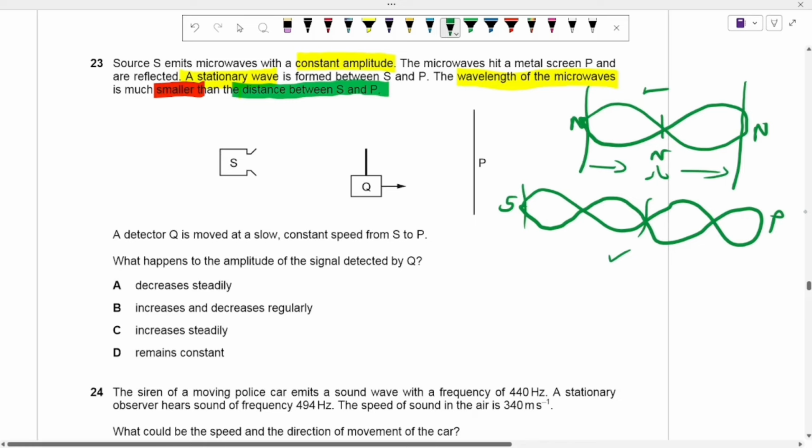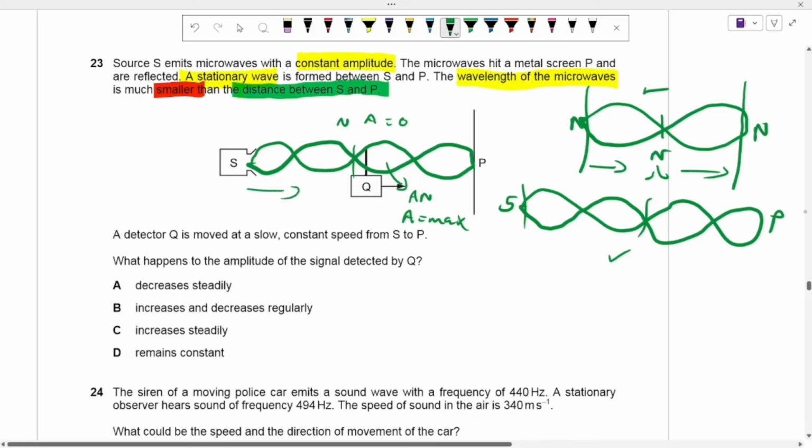Like what I've said, if I'm here, I'm just going to form something like this. So if you move Q here, I know that at a node my amplitude will be equal to 0, and at an antinode my amplitude will be equal to max. Amplitude is maximum at an antinode and minimum at a node. So if I move Q along this line, it's going to increase when it reaches an antinode, then decrease to 0 when it reaches a node. So it's going to be increase, decrease, increase, decrease, and so on. And it's going to do that regularly because it's constant: maximum, 0, maximum, 0.